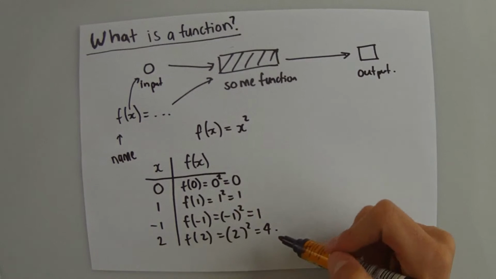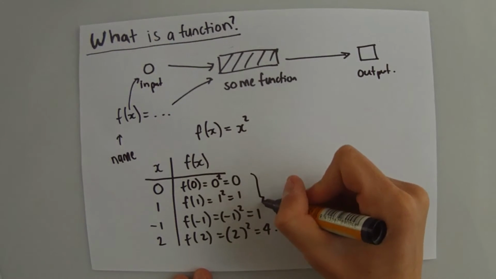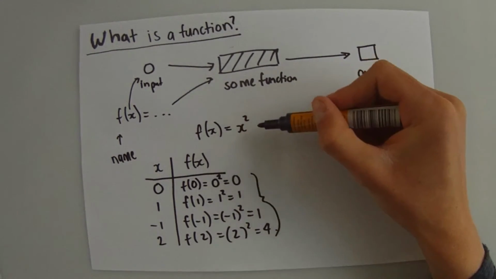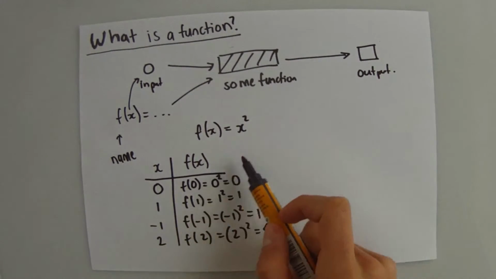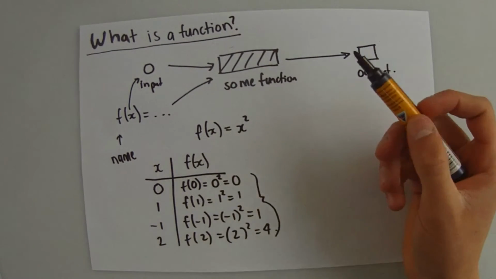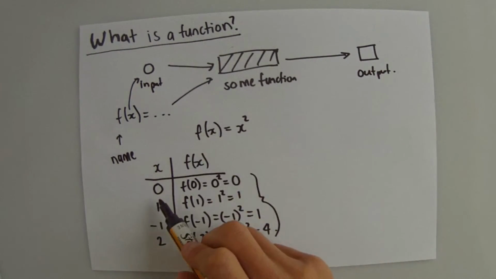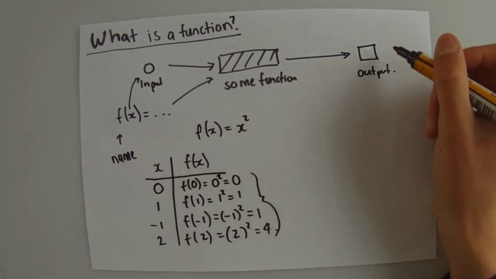What this table corresponds to is that these values here are the results of the transformations that take place because of this function. For every x value that we put in, we get the corresponding x squared value, and that's basically what the function does. It transforms these x values into the f of x values, or the outputs rather.